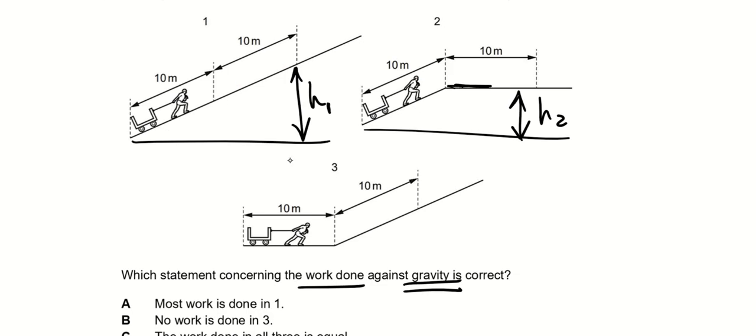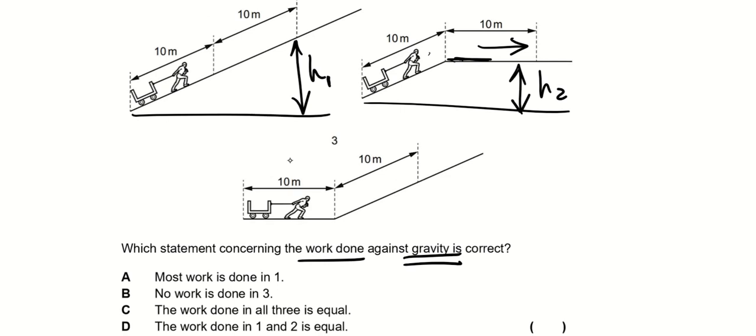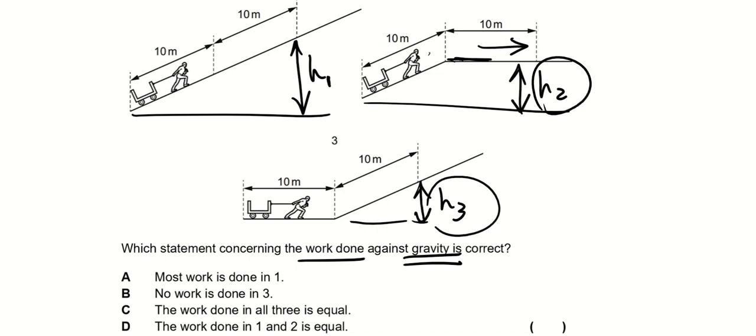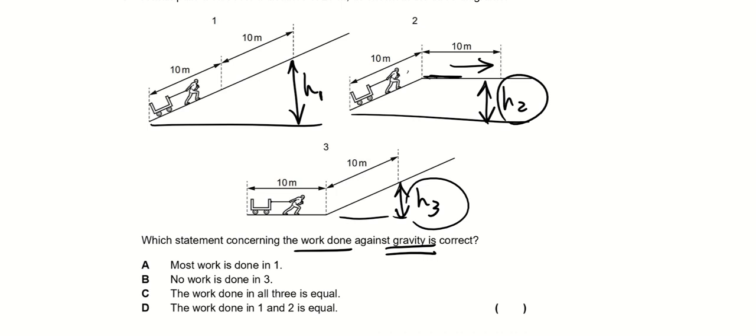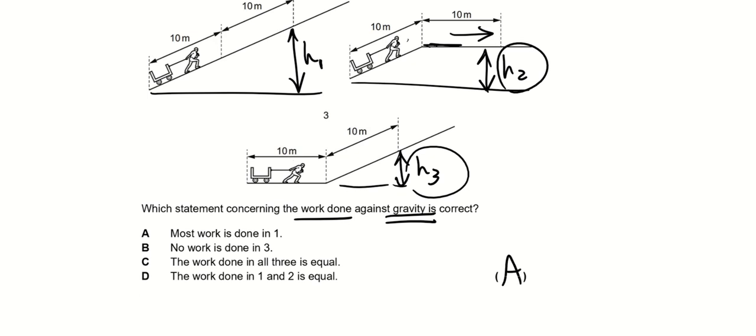Because over here, he doesn't need to do work against gravity. He will just be pulling horizontally. But here, he still needs to maintain a certain vertical pull. Then for 3, it will be the same like this, H3. So you can see that H3 and H2 will have the same vertical height. But for H1, it is actually higher. Therefore, most work is done against gravity in 1.